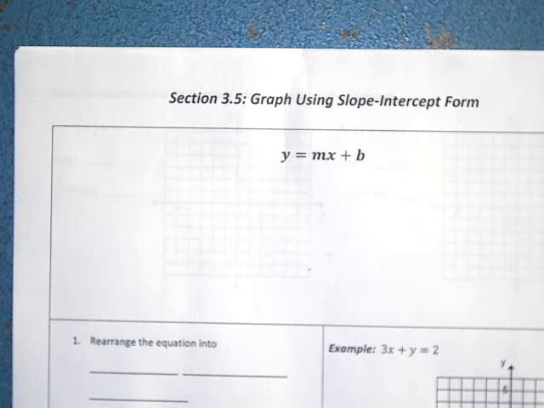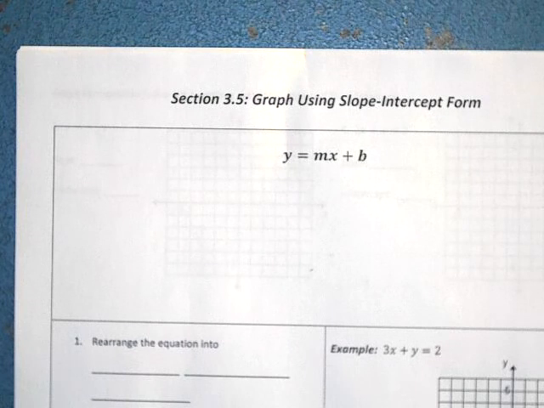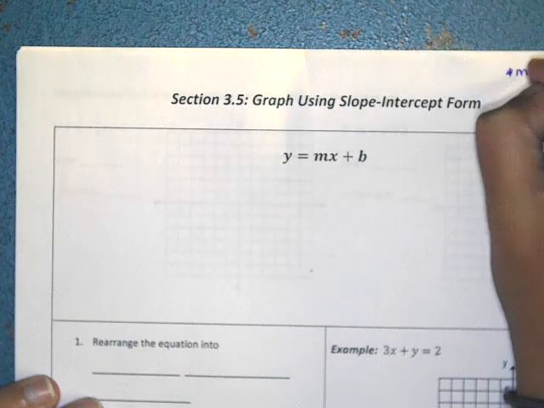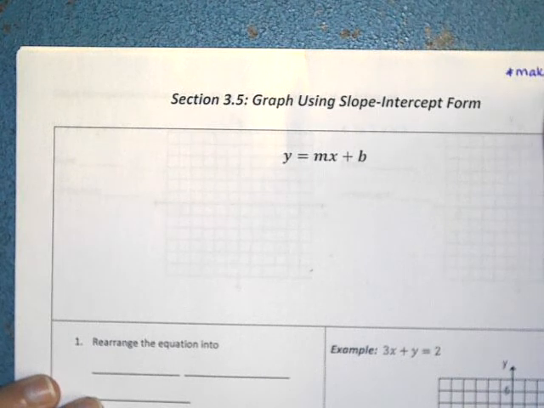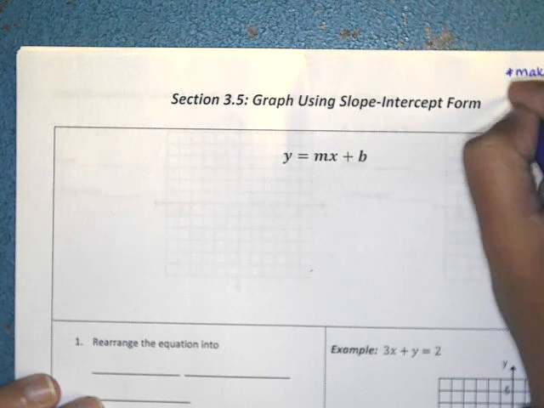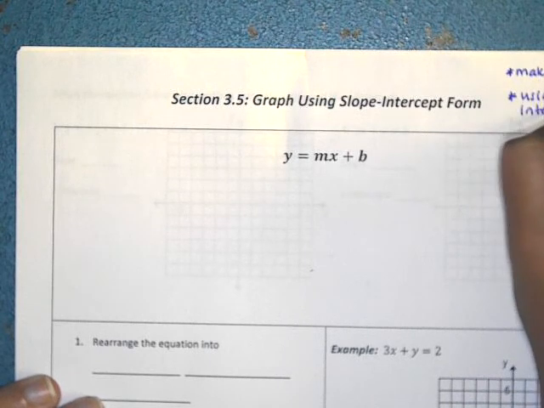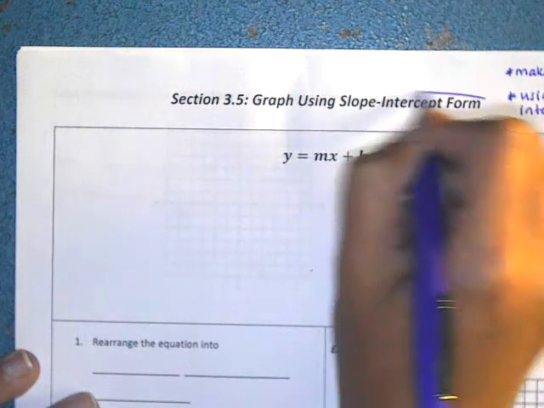Hi everybody! So today we're going to be talking about section 3.5, which is about another technique we can use for graphing lines. So far we've already learned how to graph lines by making a table. We've learned how to graph lines using the intercepts. And now we're going to be practicing graphing lines using something called slope-intercept form.